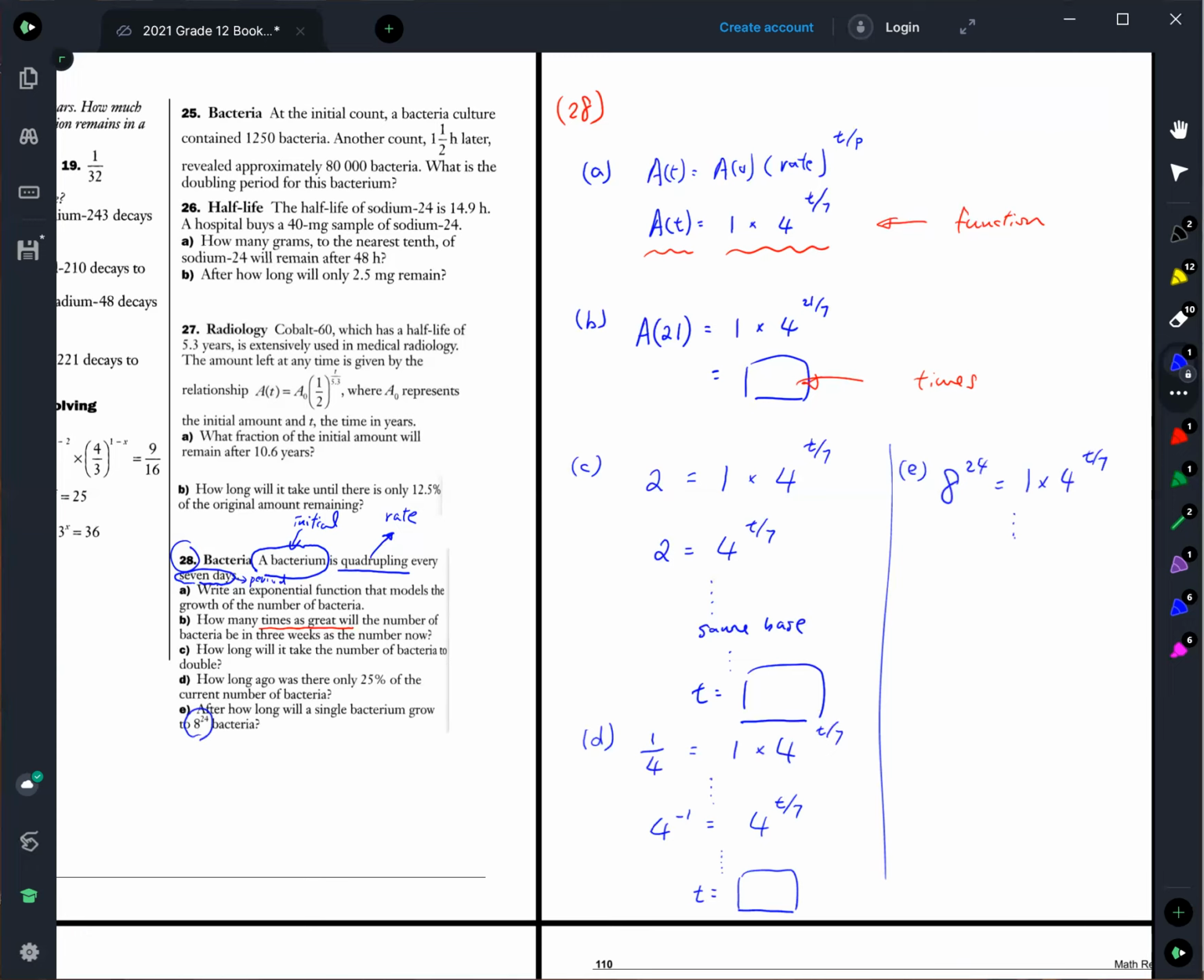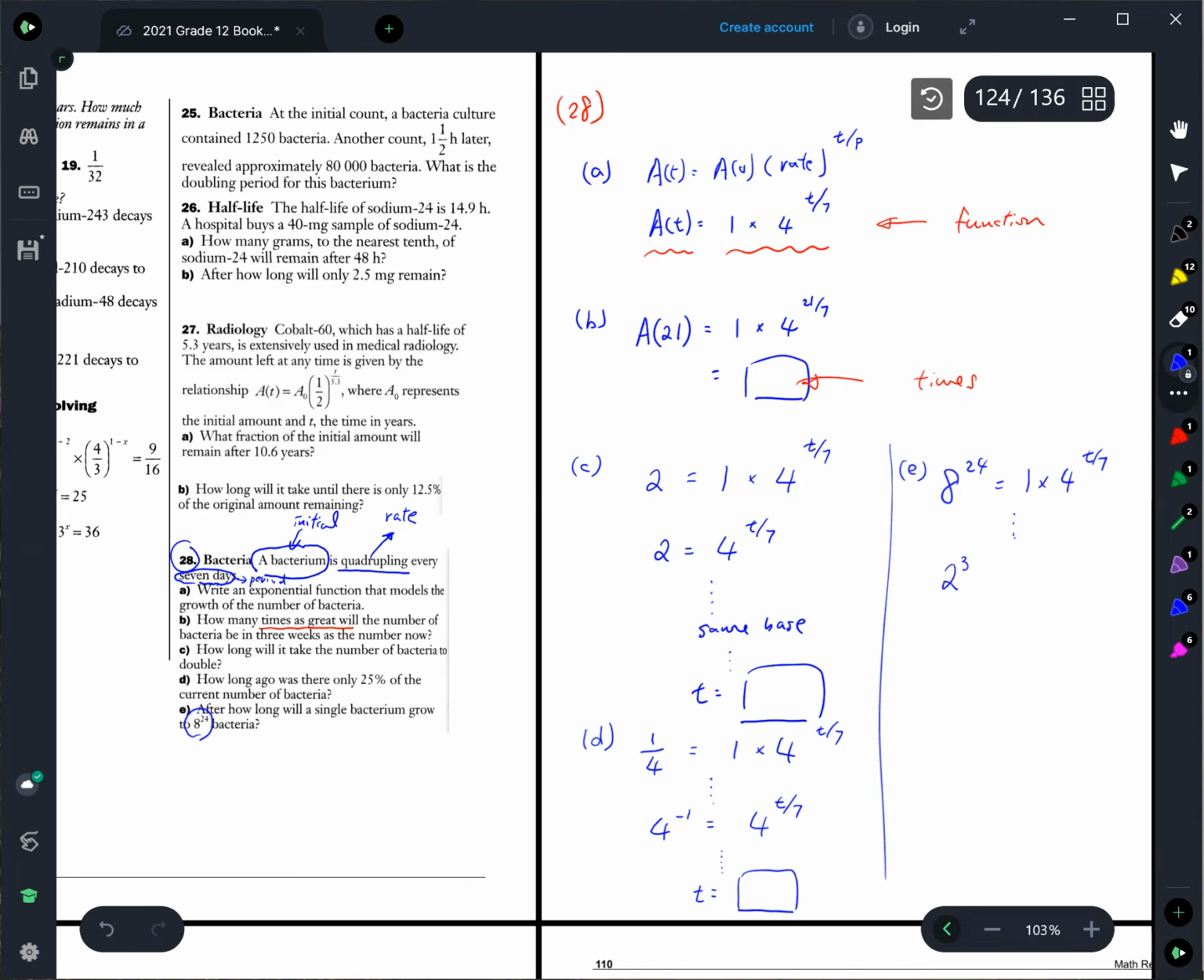So 8, we can write it as 8 and 4, they both has to do with same base of 2. Okay, you cannot make it into 4, right? Because 4 to any exponent cannot become 8, right? So you have to make it into 2. So 2 to the 3 is the 8. And then 4, you can write it as 2 to the 2. Okay, and then from there, you carry on to find t. Okay, this is using same base.